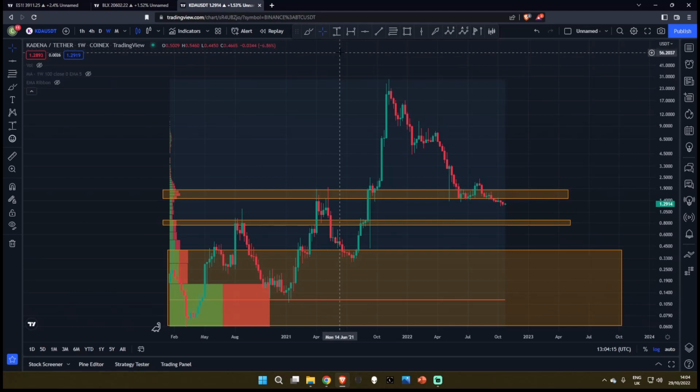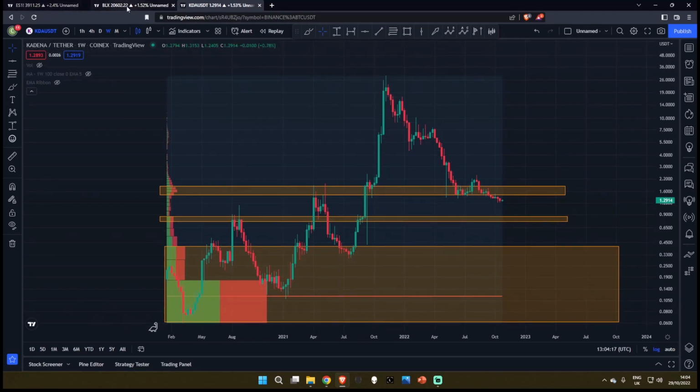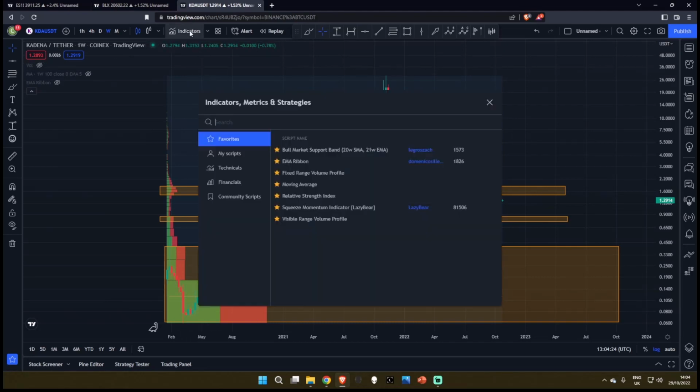So that's really all I've got for you today. I just wanted to give you a couple of examples on how to use the VPVR. I will also show you how to use the fixed volume profiles. I'm not as big of a fan of the VPVR, because the fixed volume profiles you can fix to a specific range, which is much more inherently useful.